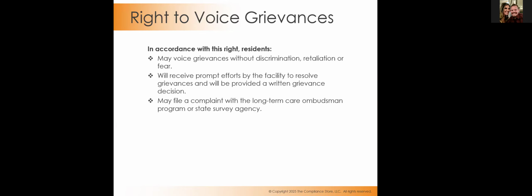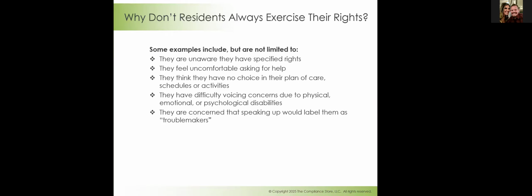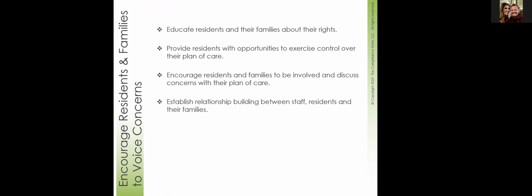Grievances. In accordance with this right, residents may voice grievances without discrimination, retaliation, or fear. They will receive prompt efforts by the facility to resolve grievances. And again, we're not going to make a claim with the ombudsman. Why don't residents always exercise their rights? We encourage residents and families to voice concerns. Some examples of why they don't are that they're unaware that they have these rights, they're uncomfortable, they have difficulty voicing this, and they're worried about being labeled as a troublemaker.